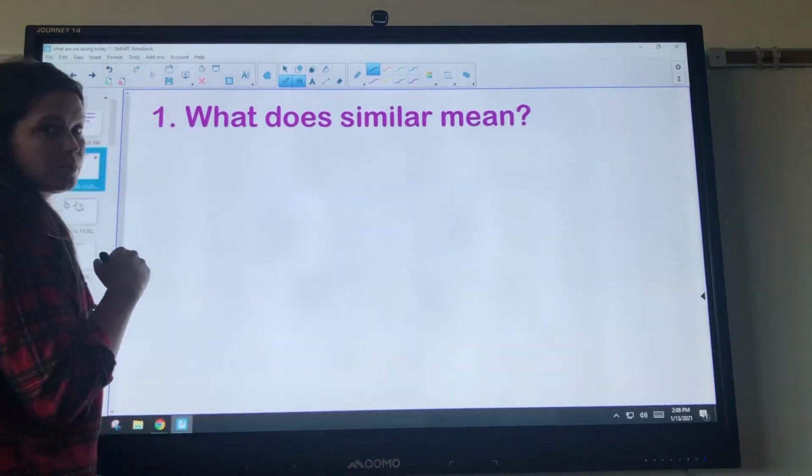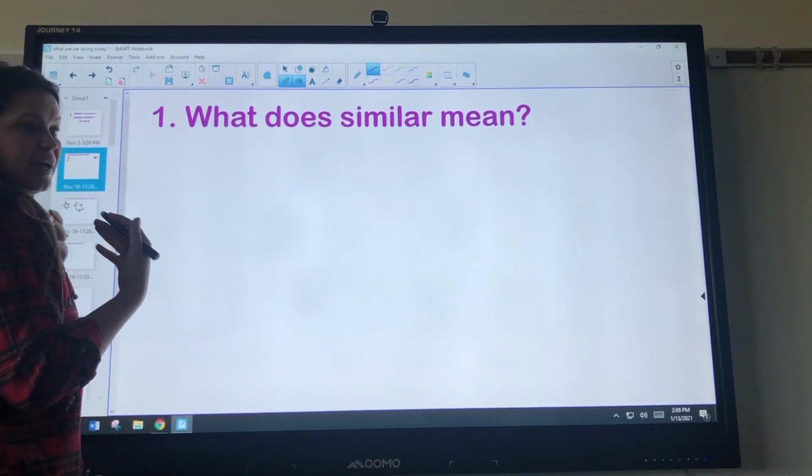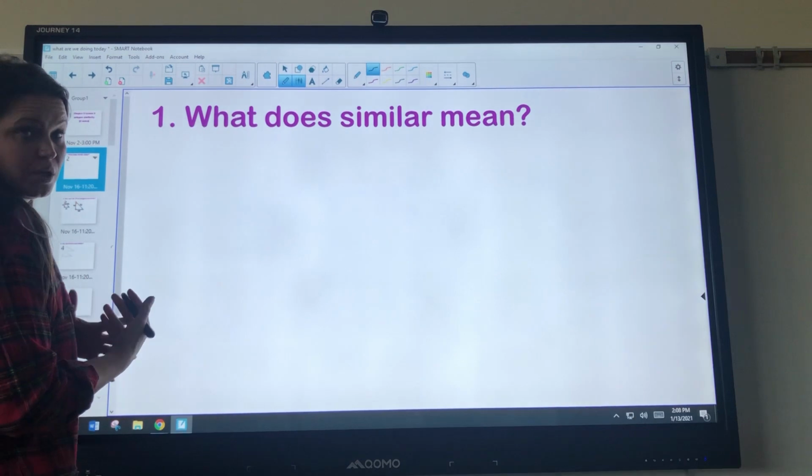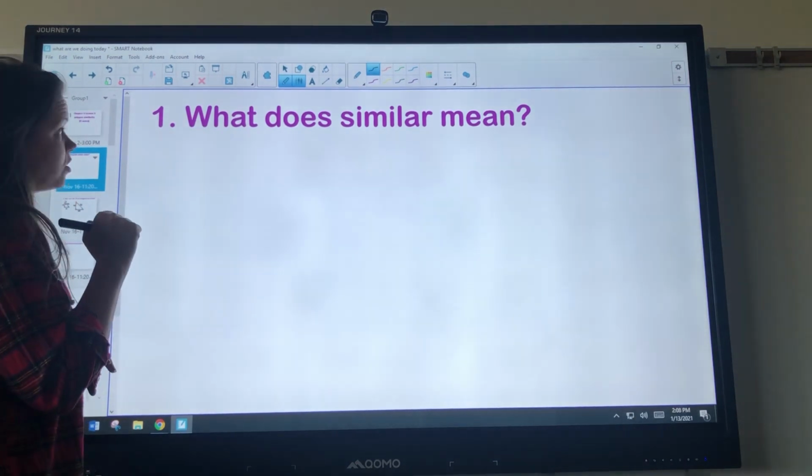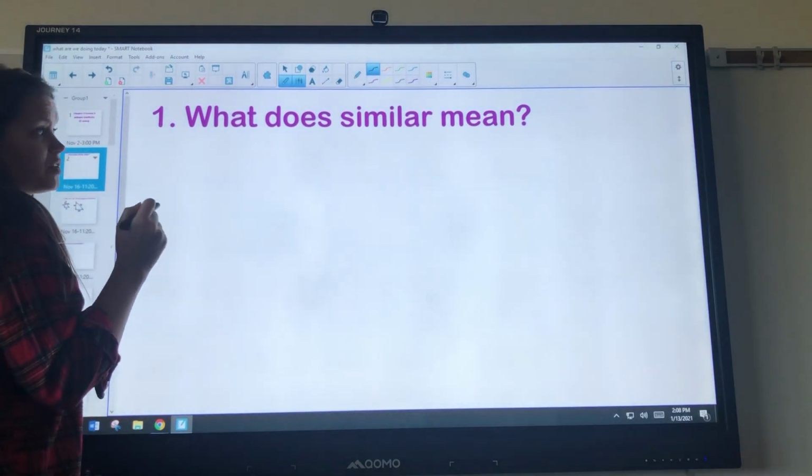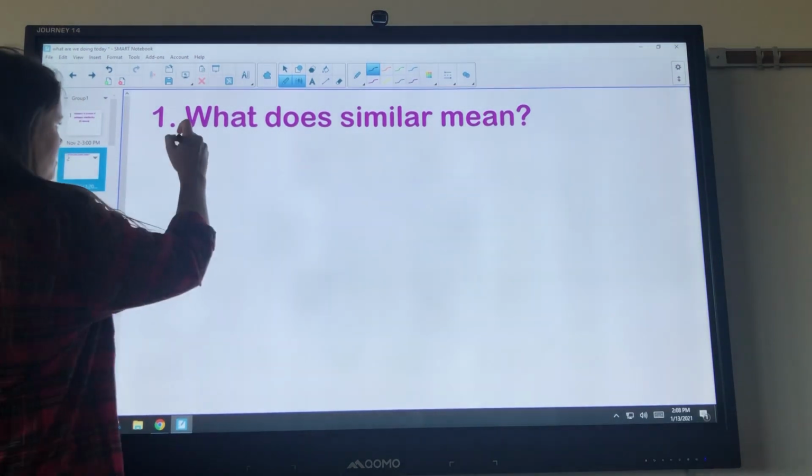So for shapes to be similar, congruent meant that they had the same size and the same shape, so all the angles and all the sides were equal. Similar means they're going to have the same shape, but a different size.